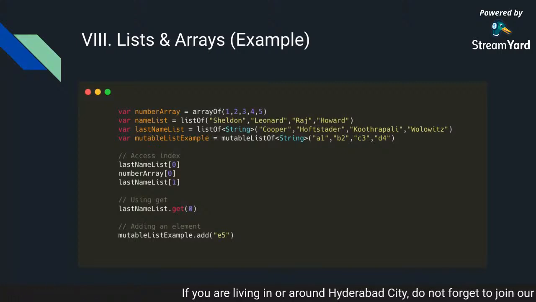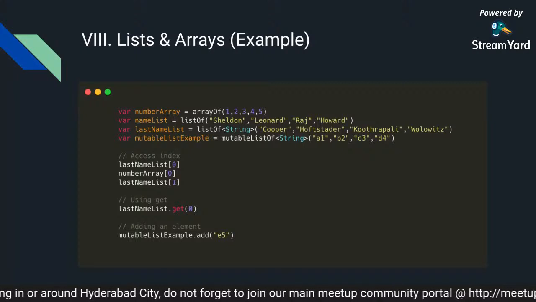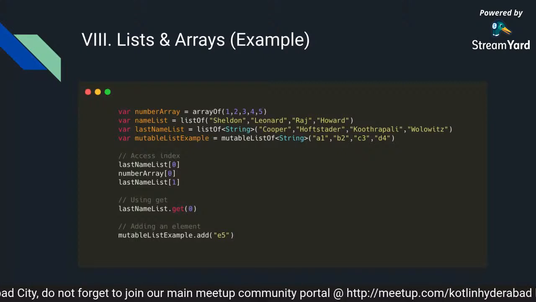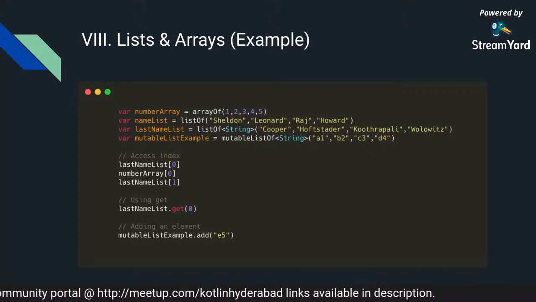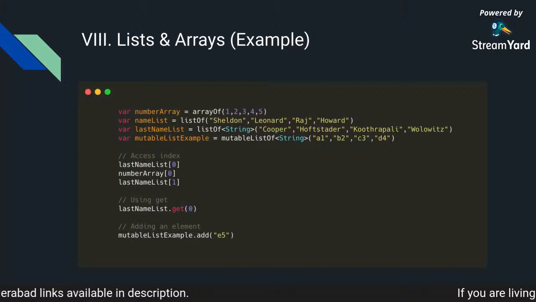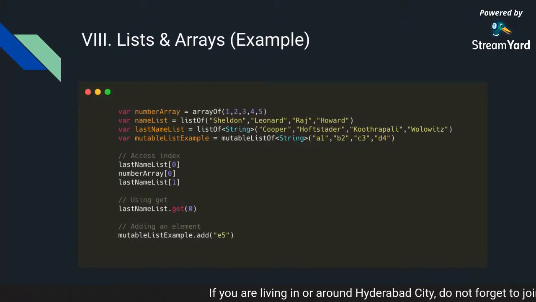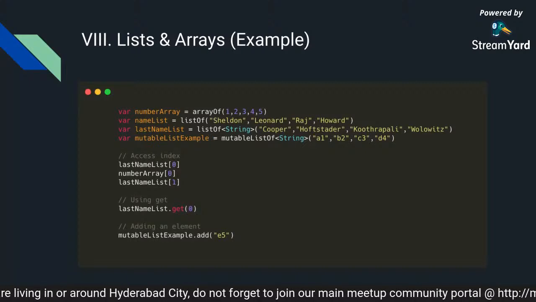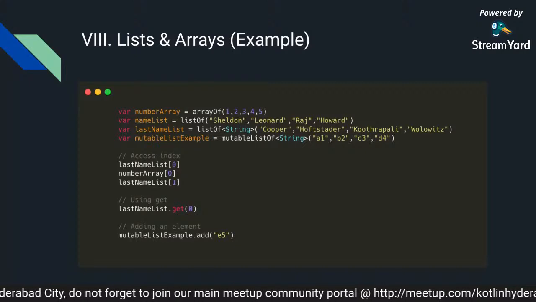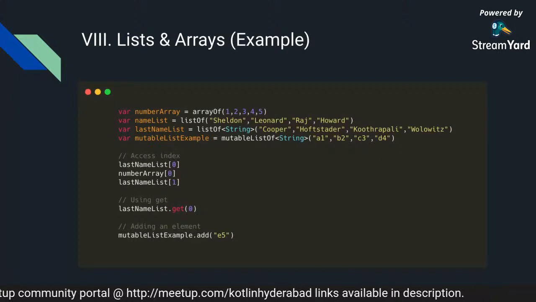You can specify type, of course, as well, but here for the simplicity of the example, we are just having an array which has 5 elements. The second one is a name list. I've said it's a listOf, and these 4 names are there. These 4 names are borrowed from one of the popular TV sitcoms, The Big Bang Theory. So I have 4 names of people over here. This makes a list of these 4 names that I've passed, which are strings.